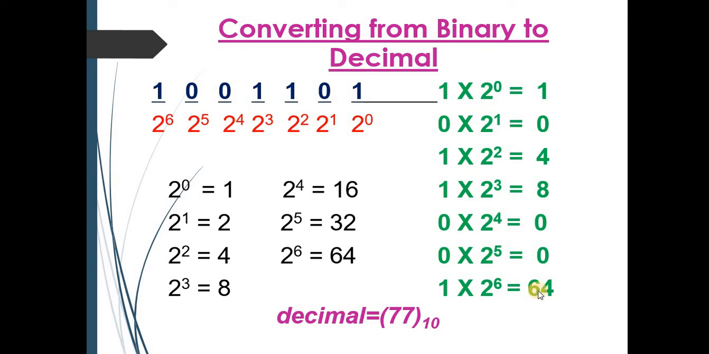After getting 64, we simply add up these values. We have to add 64, 8, 4 and 1. 64 plus 8 is 72, plus 4 is 76, and plus 1, we get the answer 77.